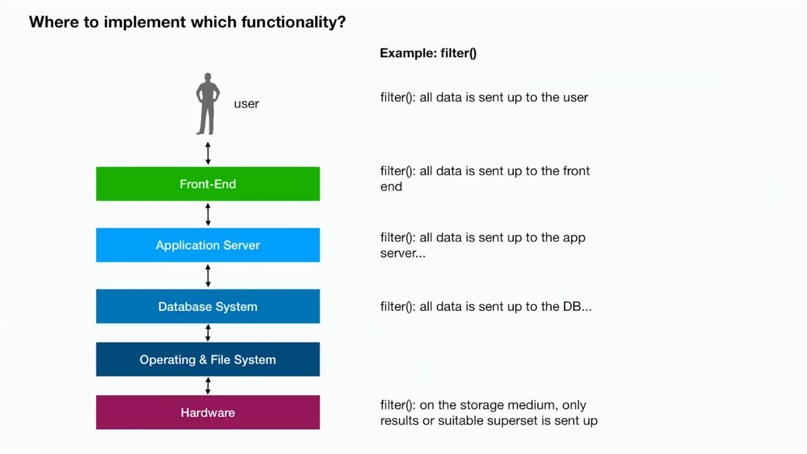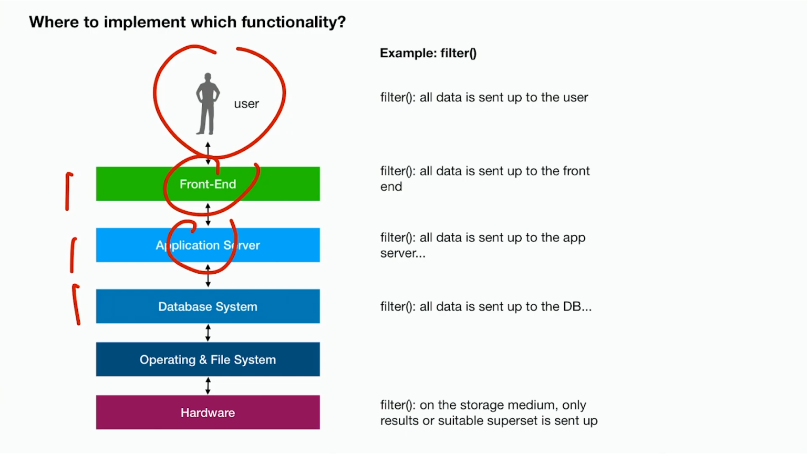So when you have your stack, and we talked about that several times in this lecture, of hardware, operating system, database, application server, and front end, and of course it can be much more complex, and you want to filter some data. There are several options where you can filter the data. Yeah? So you could send all the data to the user, and then the user browses through the data and filters it. That's one option. The other is you send it to the front end, and then the front end filters the data. That's also an option. Or you filter it in the application server, or you filter it in the database system. Or maybe you filter it already on the hardware. How would that work?